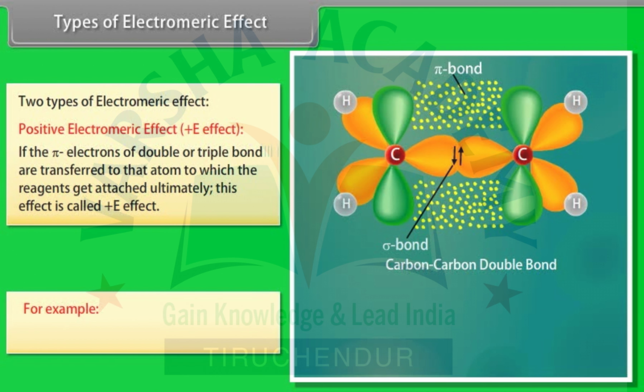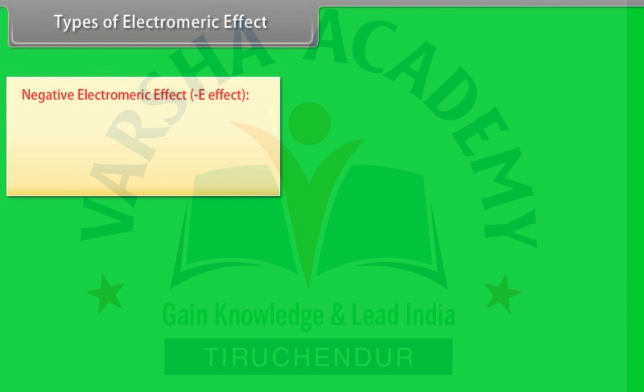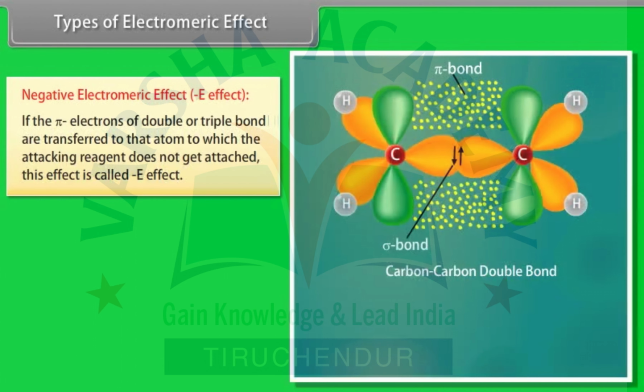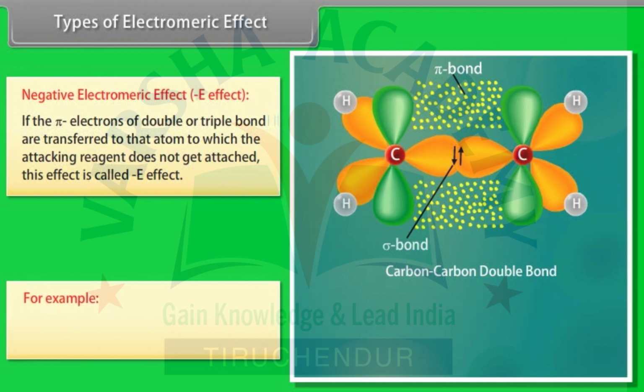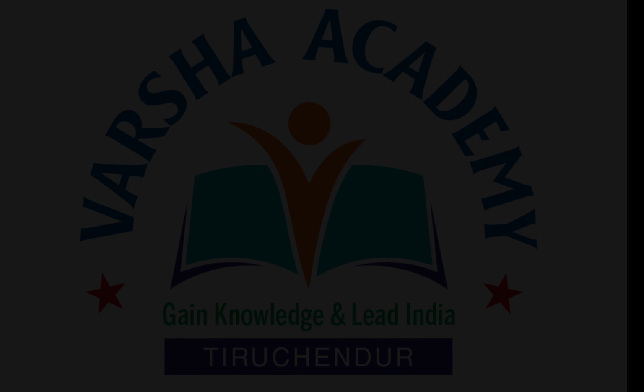For example, addition of acids to alkenes. Negative electromeric effect, negative E effect. If the pi electrons of a double or triple bond are transferred to that atom to which the attacking reagent does not get attached, this effect is called negative electromeric effect. For example, addition of cyanide ion to the carbonyl group.